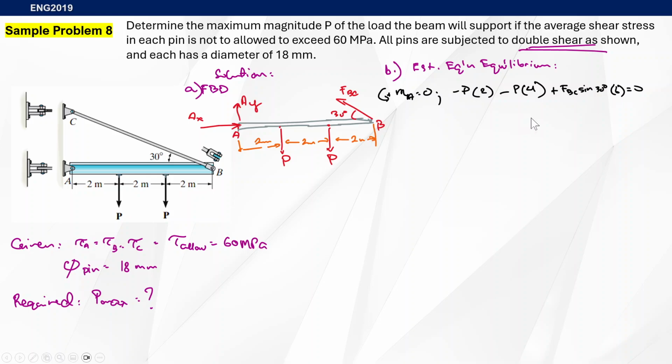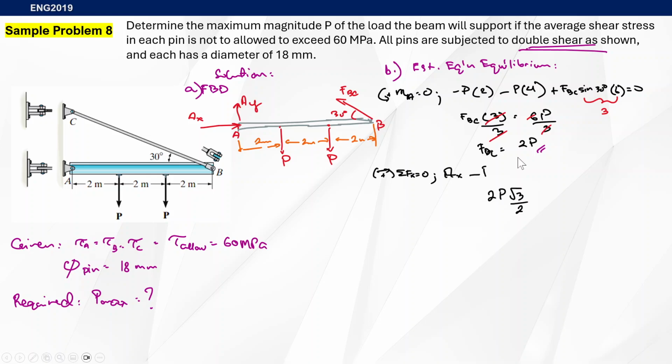From here, we can now set up the equation, and eventually it will be written as this. Simplifying further, sine 30 degrees times 6 is going to be just 3. Simplifying further the equations, FBC is equal to 2P. That will be our first equation there.